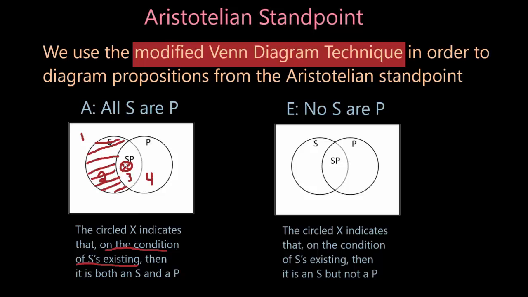But even if we're talking about unicorns, we put this circled X. The circle just reminds us to look to see whether unicorns in fact exist. Well, they don't, so then we are not committed to their existence. We get the same type of thing here with the E proposition. We start off diagramming it like we would from the Boolean standpoint. So if we say no S are P, well, the only area where we could have S's that are P's is area 3, but we're told that we can't have those. So we've got to shade it out and get rid of it.